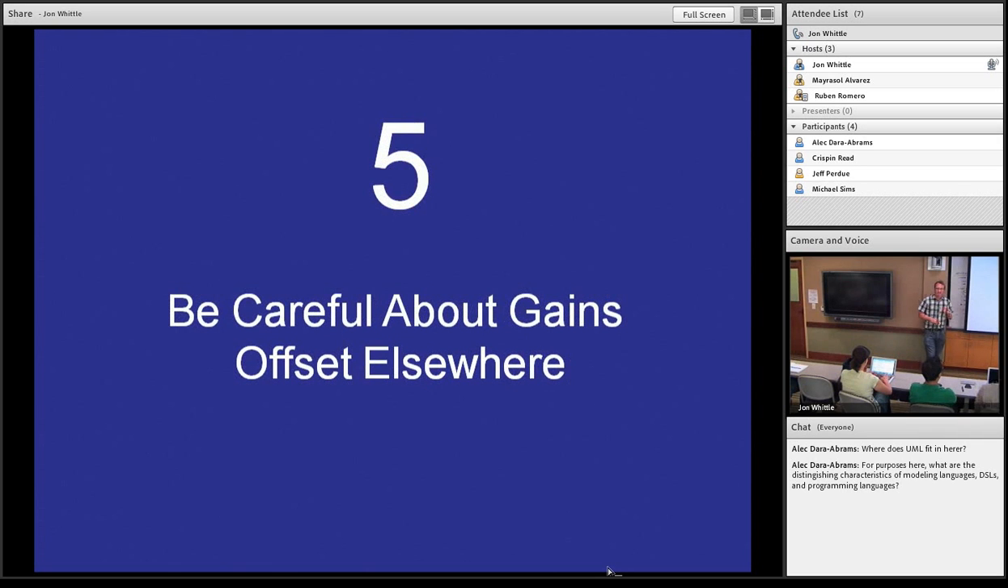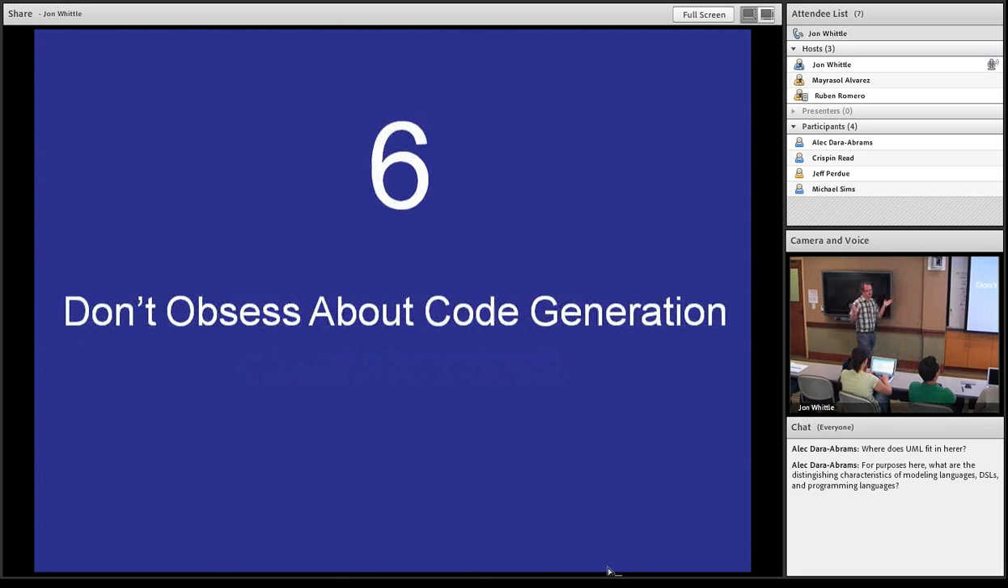Number five, this is the thing about code generation giving you benefits in one part of your organization, but losing benefits in another part of the organization. There are gains from MDD that can be offset in another part of the organization if you're not very careful, so be careful about that. Number six, don't obsess about code generation. As we've seen, MDD is not principally about code generation, it's about improved quality, architecture, and reuse.